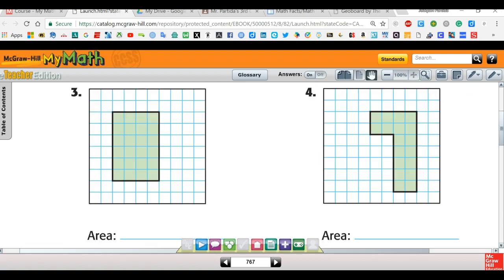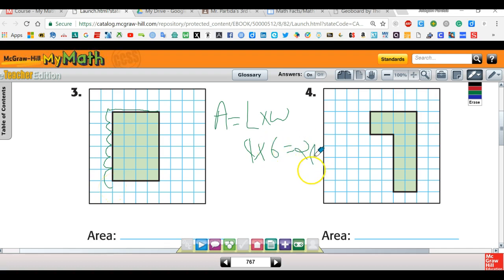So number 3, I can actually just multiply length times width, right? Which is area, length times width. So I have the top side is 4 times the length of the right side. 1, 2, 3, 4, 5, 6. 6. So 4 times 6 is 24. So 3 should be 24 square units.